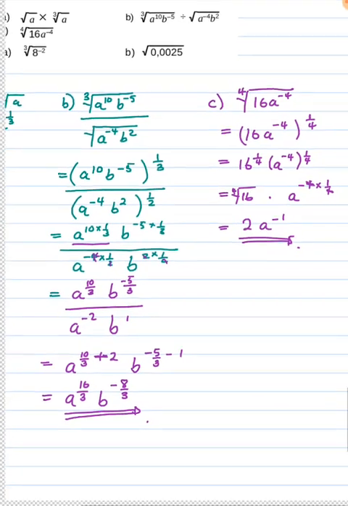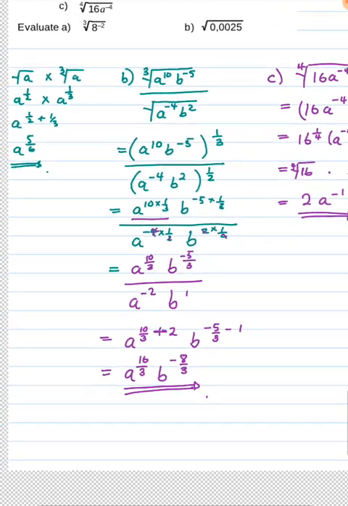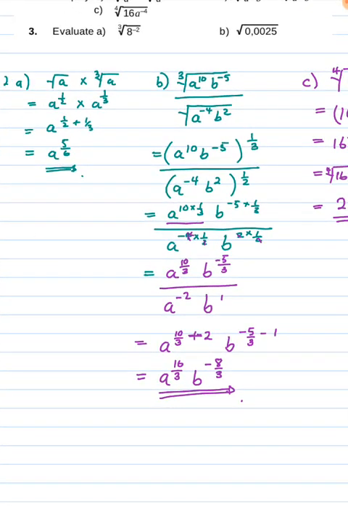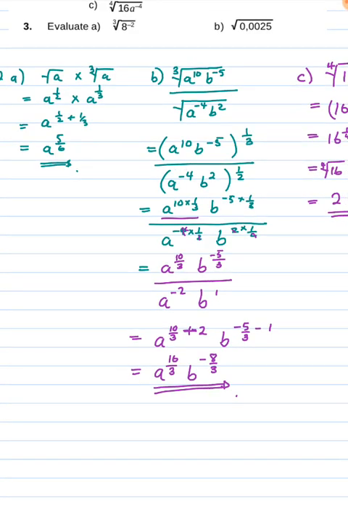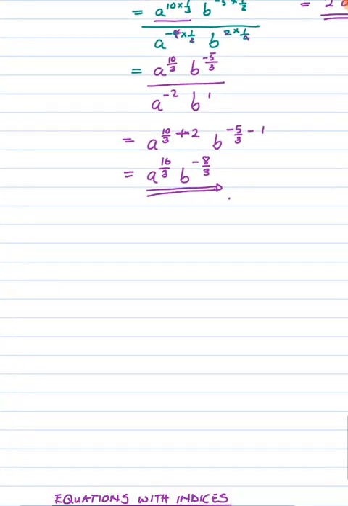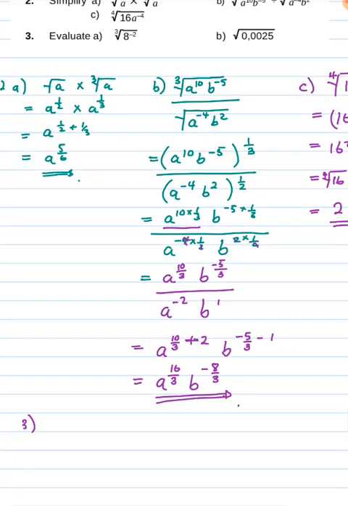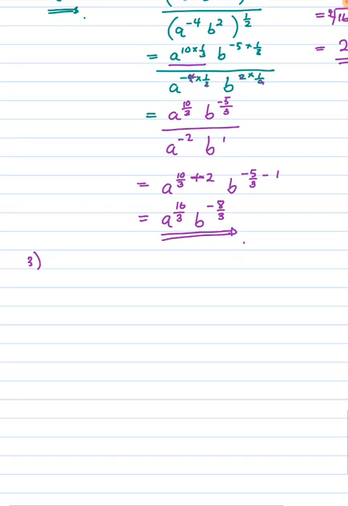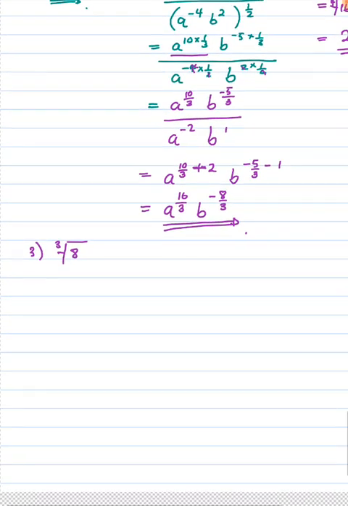And then we go to evaluating the other one, that is number 3. So for number 3, we evaluate the cube root of 8 to the power minus 2. I believe it's number 3a, the cube root of 8 to the power of minus 2.